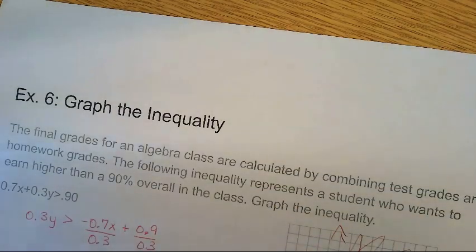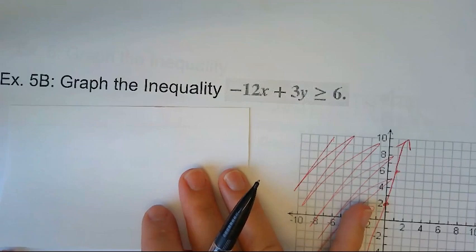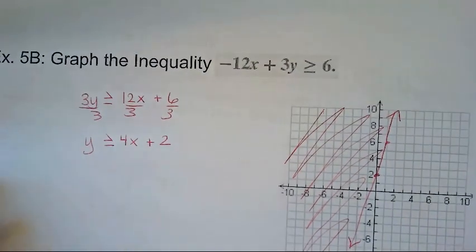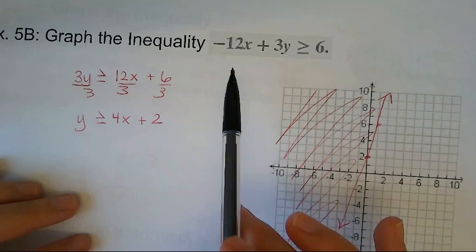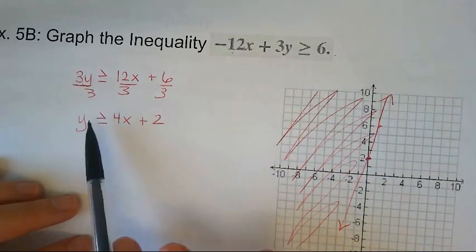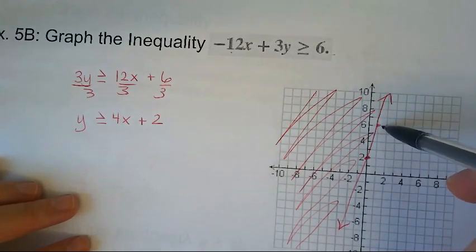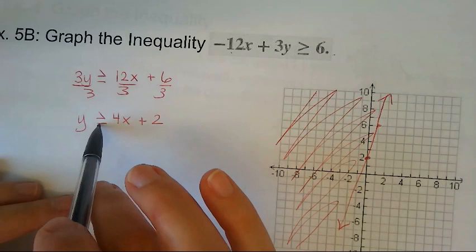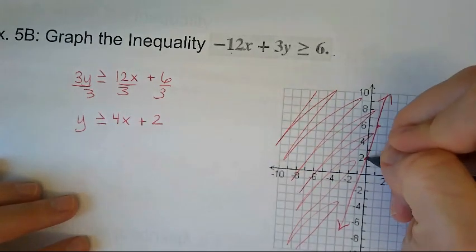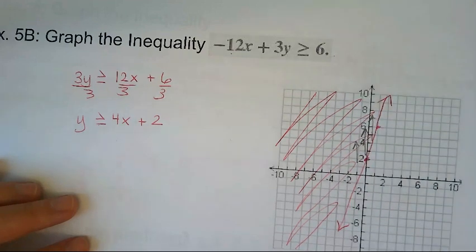All right, if you need another practice problem, you can try this guy right here. If you tried this one, here is what you would get. I would add my 12x and divide everybody by 3, so this is your inequality. You're at 2, going up 4 over 1. It is a nice solid line with that equal sign, and it's greater than. So here's my y-intercept, and I'm shading everything above it.